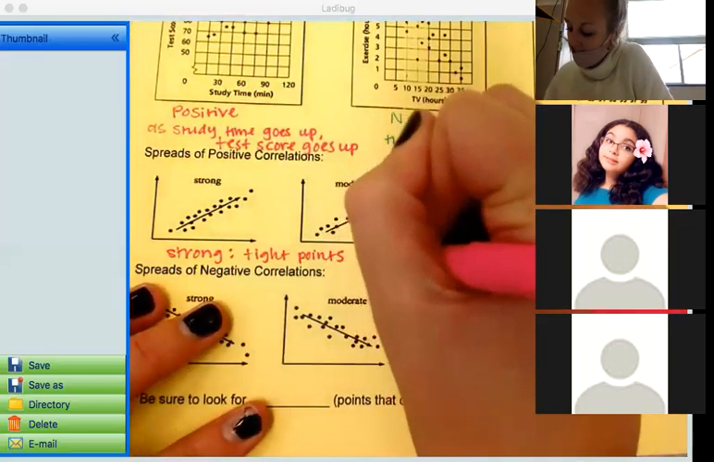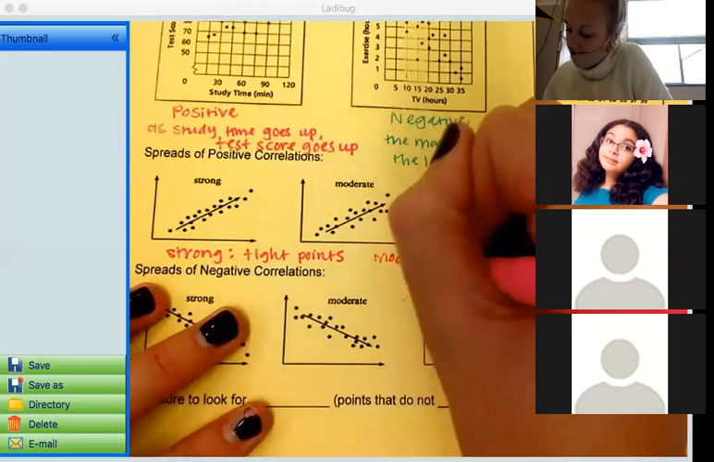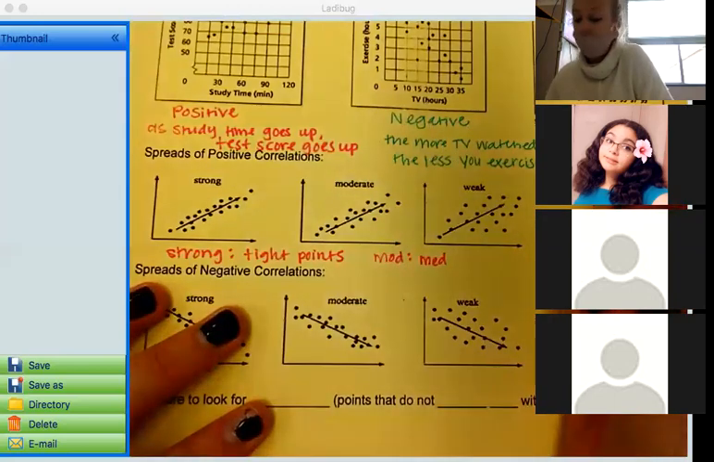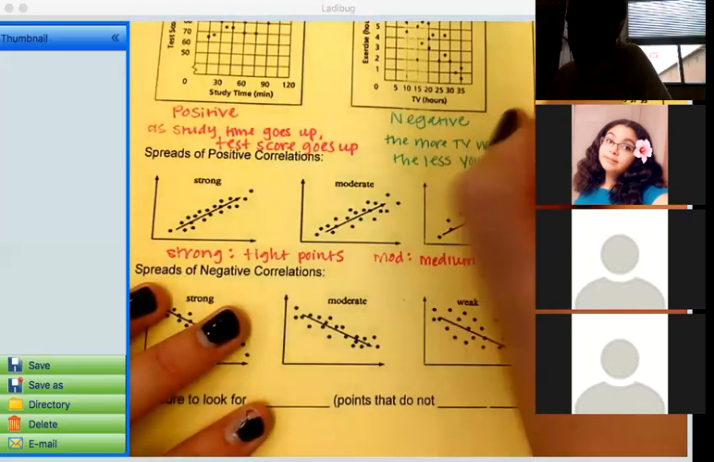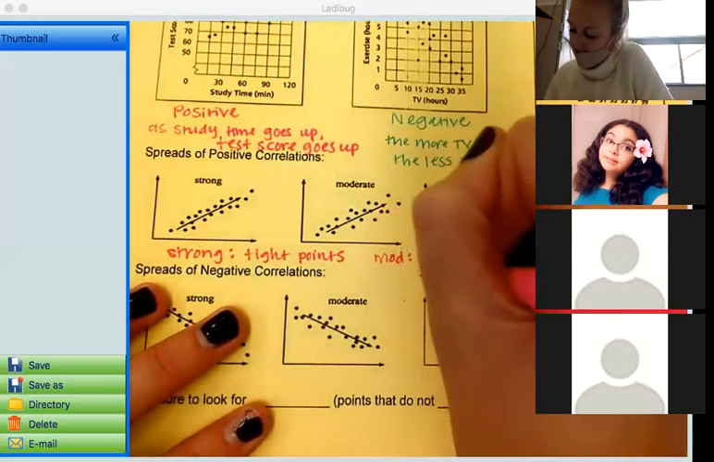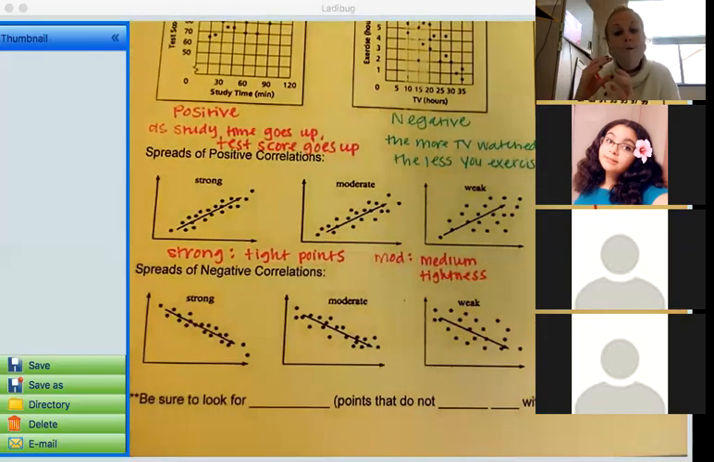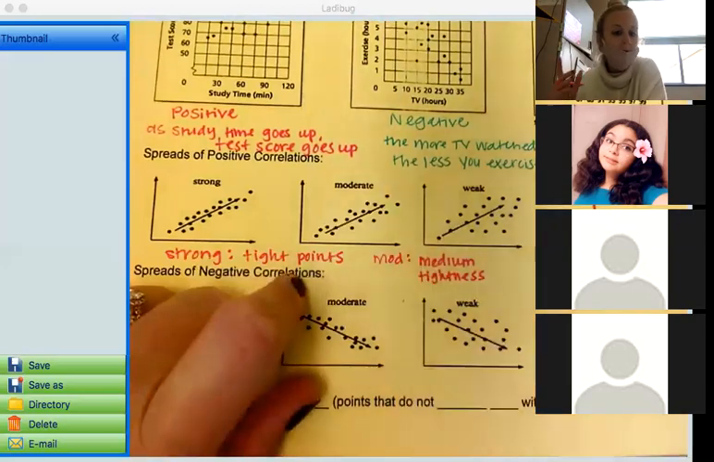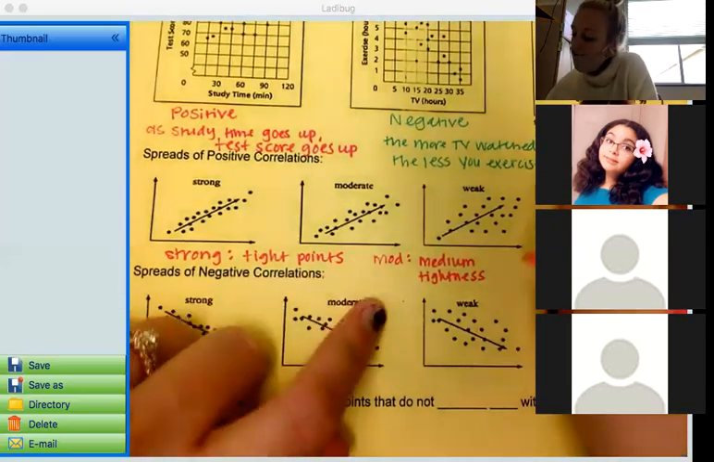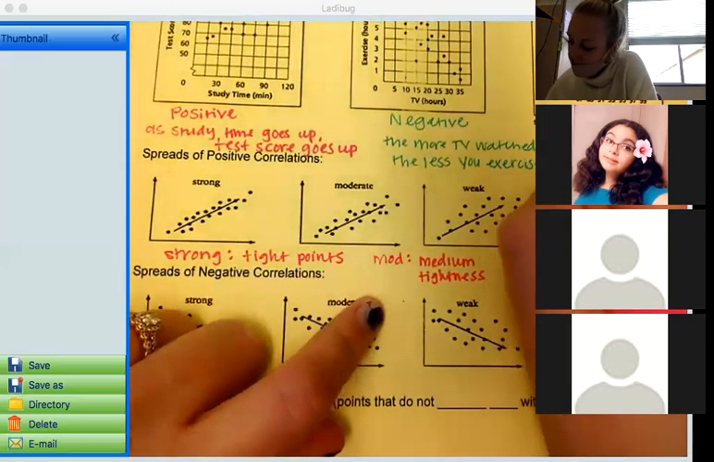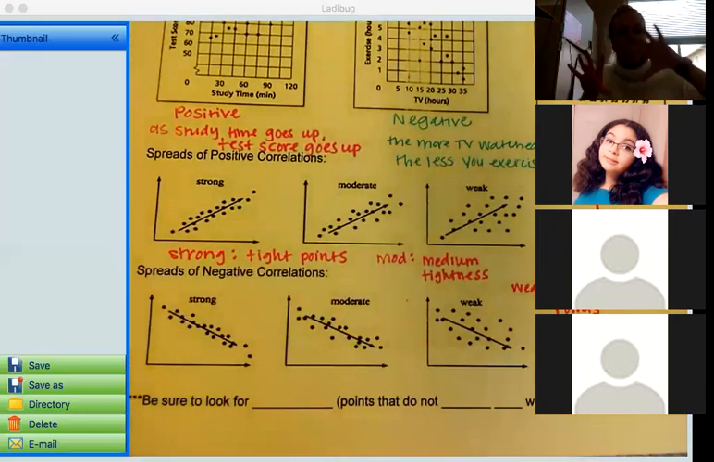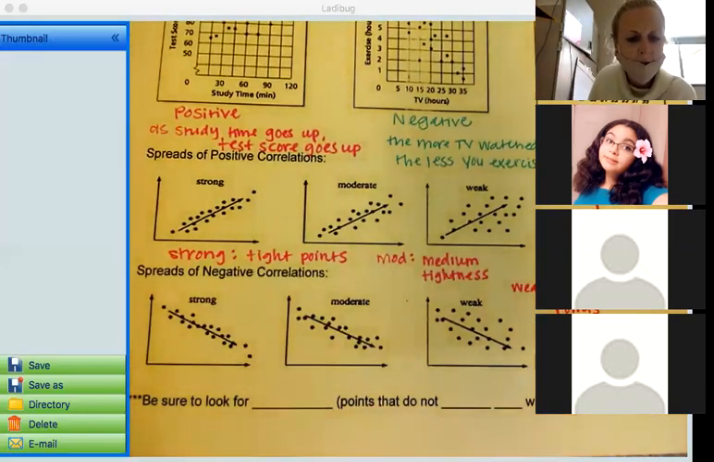A moderate correlation. I wanted to say medium, that doesn't make sense. Oh well. I'm gonna say medium. A moderate correlation, they're kind of tight, but they're not super spread out. Does that make sense? They're in the middle. And then a weak correlation, you've got loose points. So points that are more spread out. Does that make sense to y'all the way I worded that?